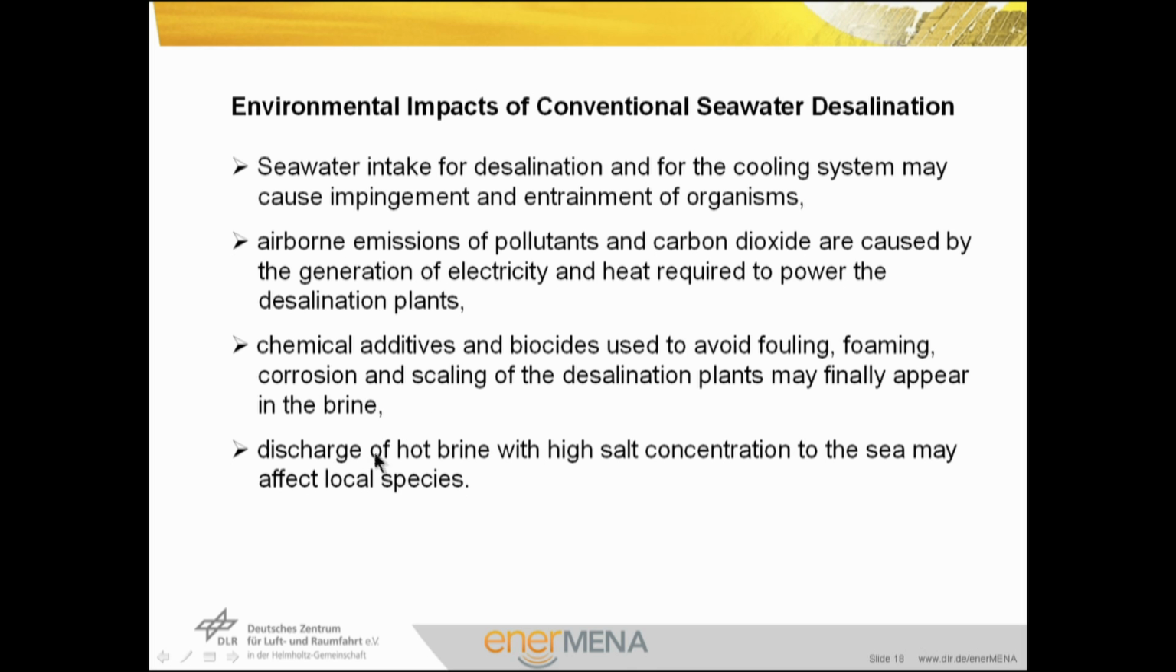The hot brine discharged to the sea, also with a high salt content, will cause danger for local species, which will not be able to support high gradients of salt or temperature in the water. So these are the problems of conventional seawater desalination. And if you imagine that in the future about 70 billion cubic meters per year should be desalinated, the environmental impacts would not be acceptable going for conventional seawater desalination.